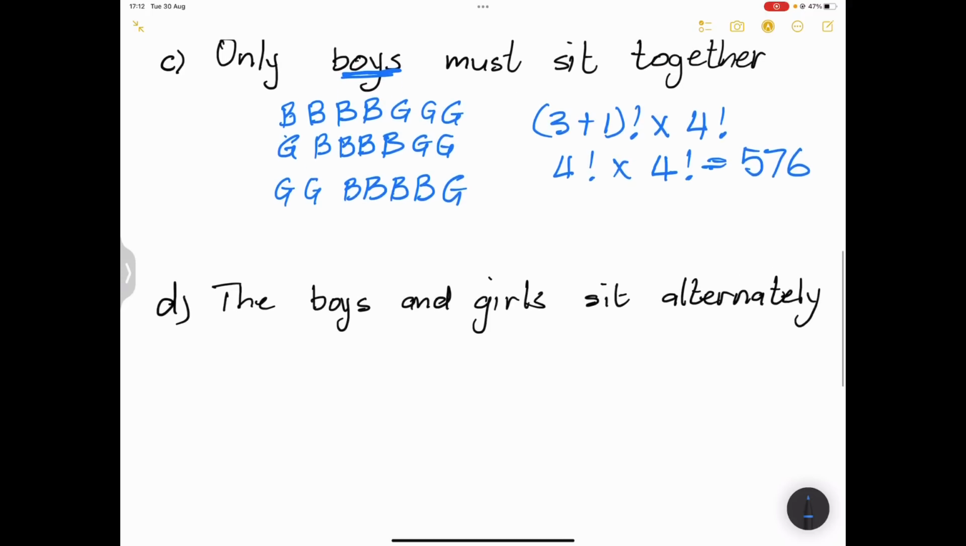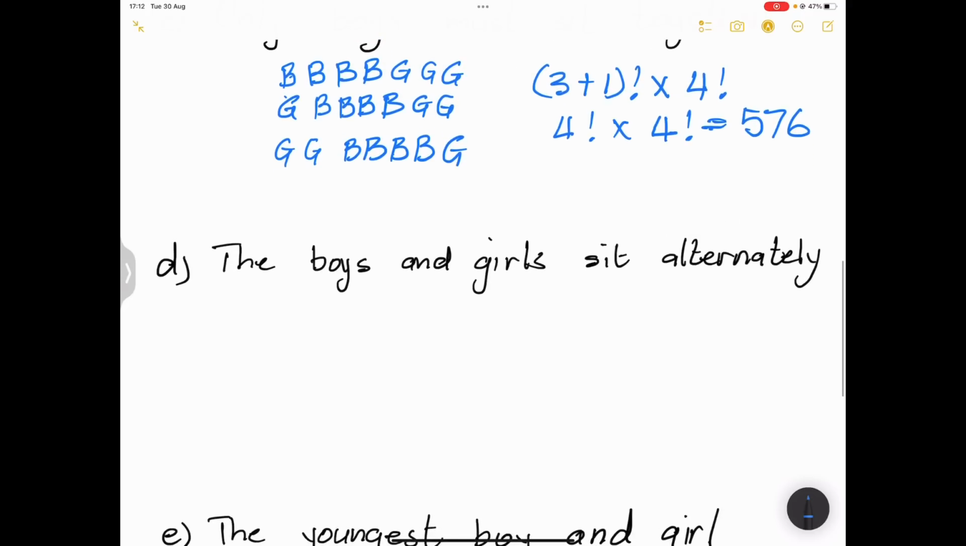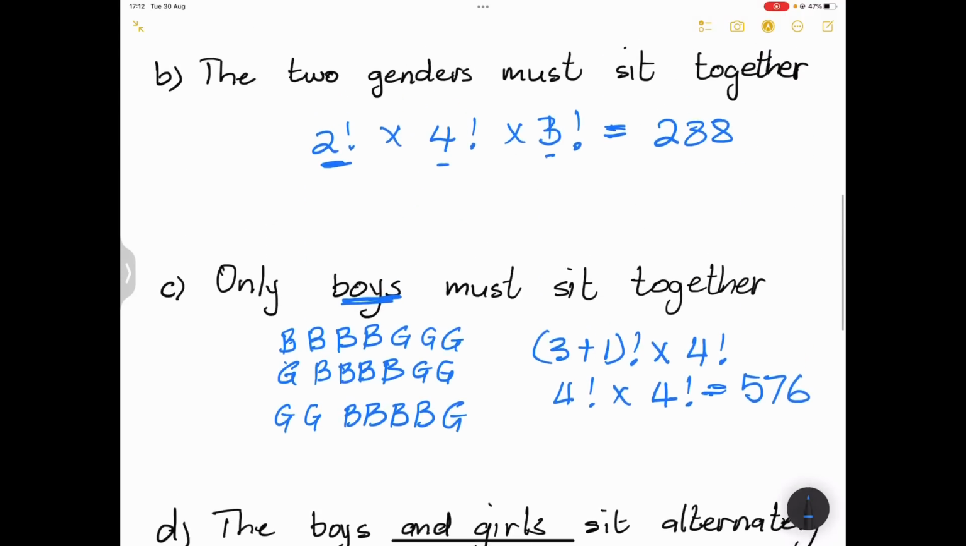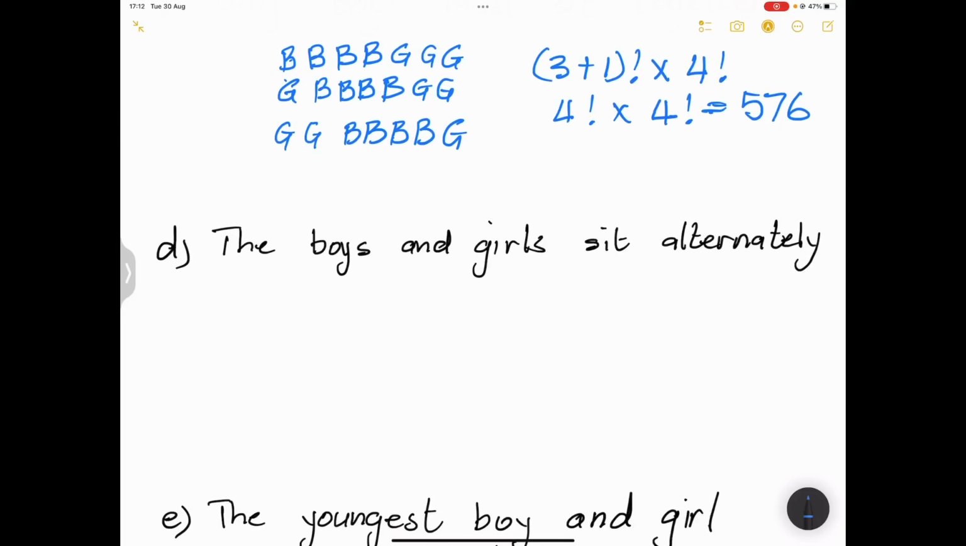Right, now they say to us in the next one, the boys and girls sit alternately. So it means that it must be boy, girl, or the other way around. Now, in this case, the only way, if you think about it, in which they can sit alternately is if you started with a boy, right? Because if you start with a girl, there might be 2 boys that are sitting next to each other because the number of boys is much bigger. So you must have boy, girl, boy, girl, boy, girl, boy, right? So there's only one way in which you can sort of arrange that. It must only be a boy that's starting, right?